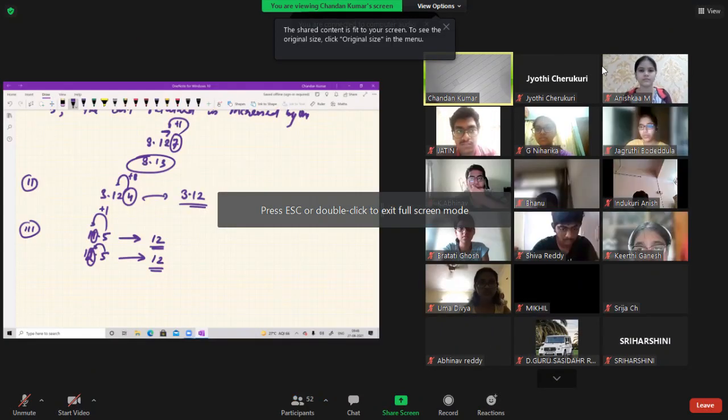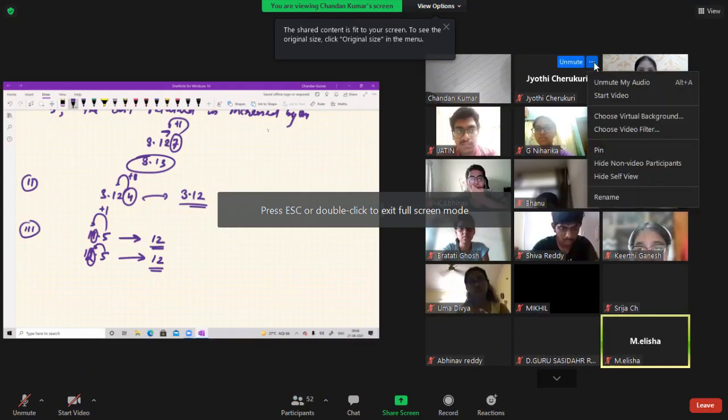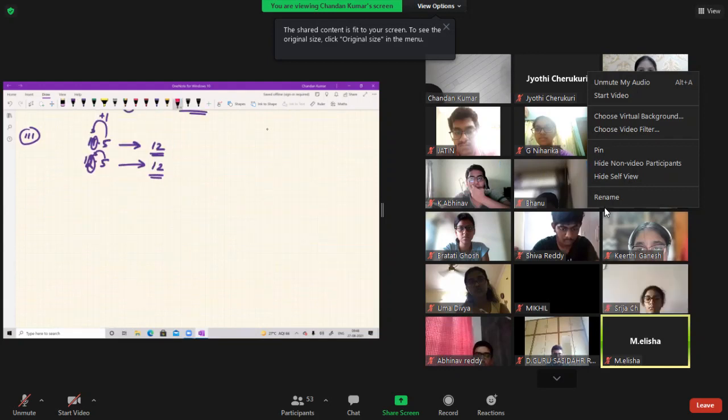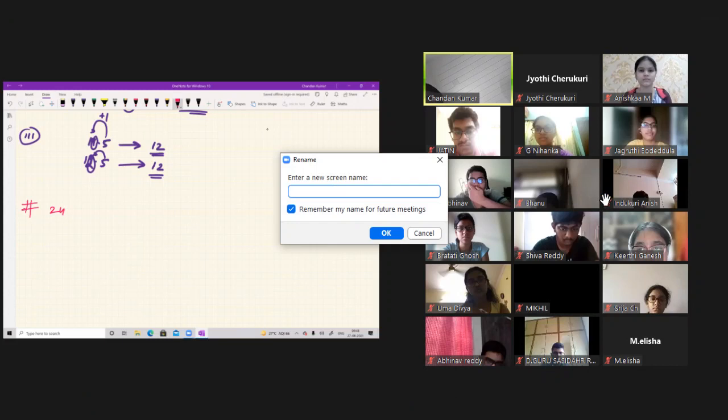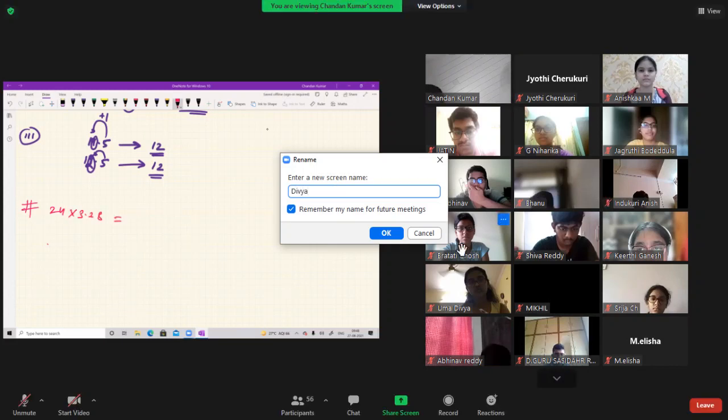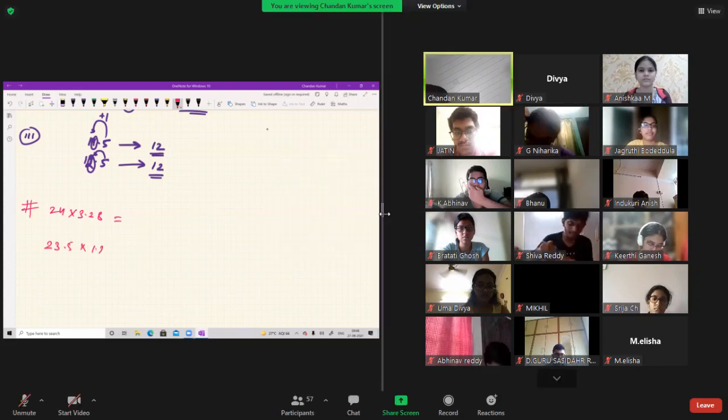So let's practice some more problems. Okay. So 24 into 3.28. Find the answer in this, best as per your knowledge.